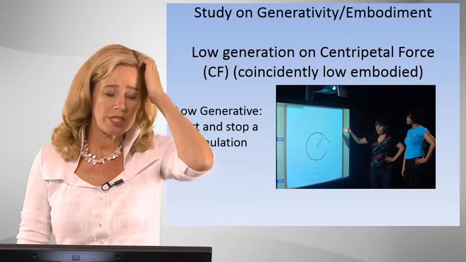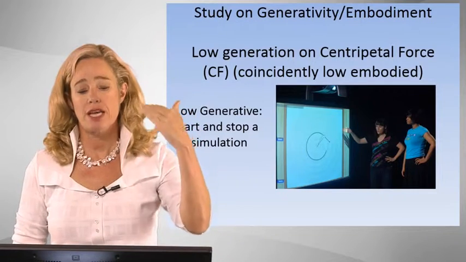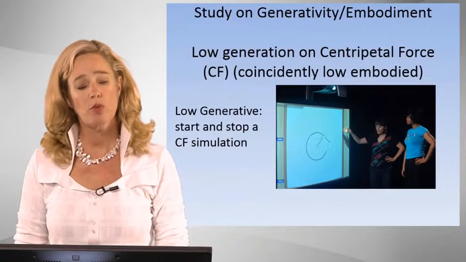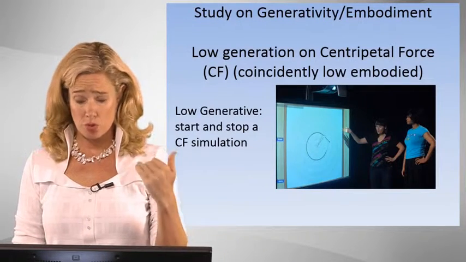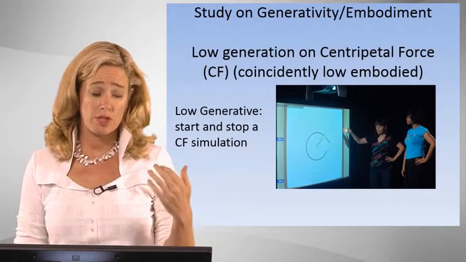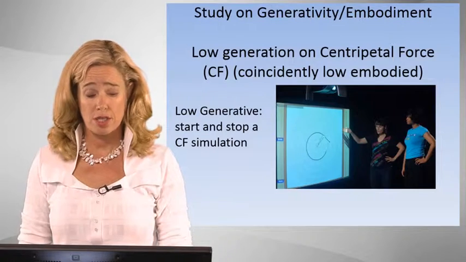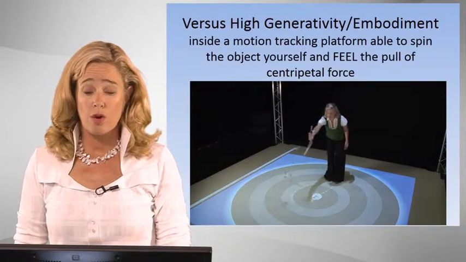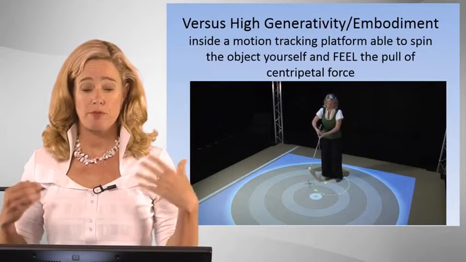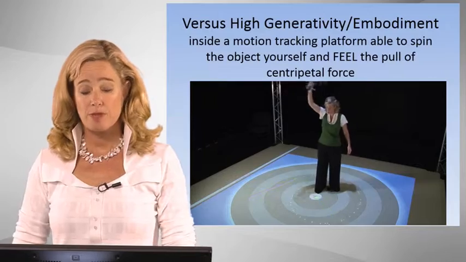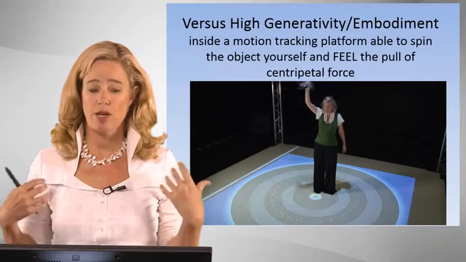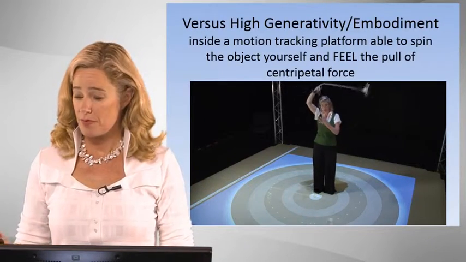So I'm not going to go deeply into this study that we did on generativity and embodiment. I will just tell you that we had two conditions in the lab situation. One was low generation. The students were learning about centripetal force. In this low generation, low embodied condition, they would merely start or stop a simulation on centripetal force. Whereas in the high embodied generativity condition, they would be inside a motion tracking platform and able to spin the object around, and then they would feel the pull of centripetal force on their body as the object or the bob was swung overhead, as you can see in this movie.